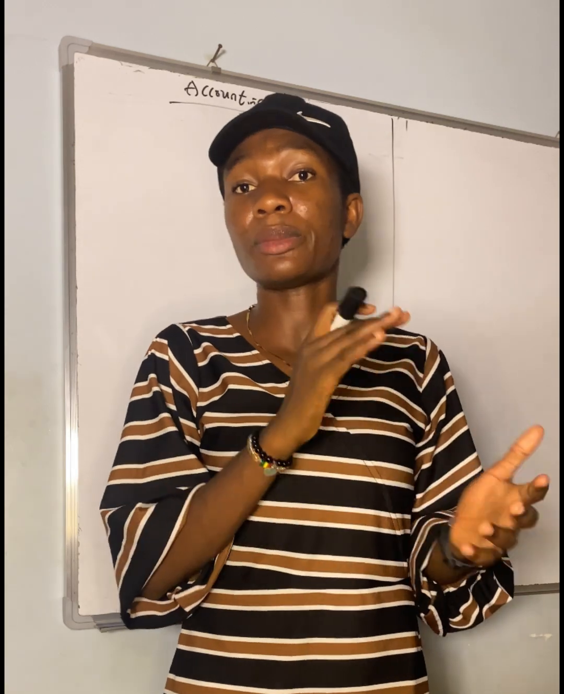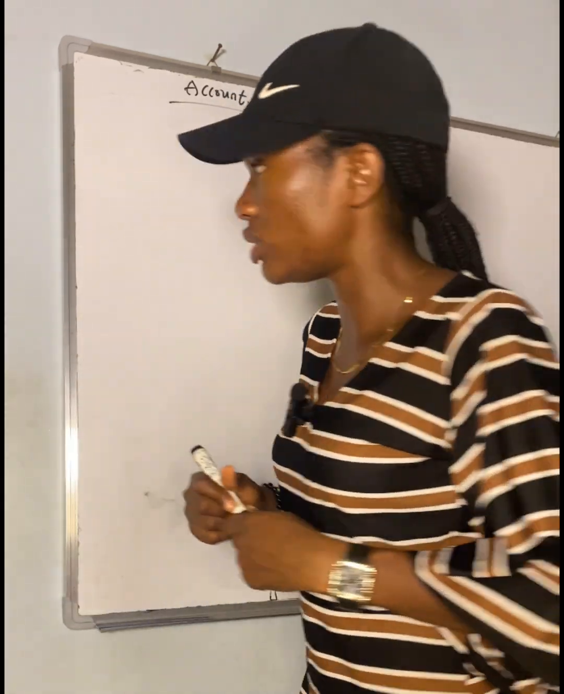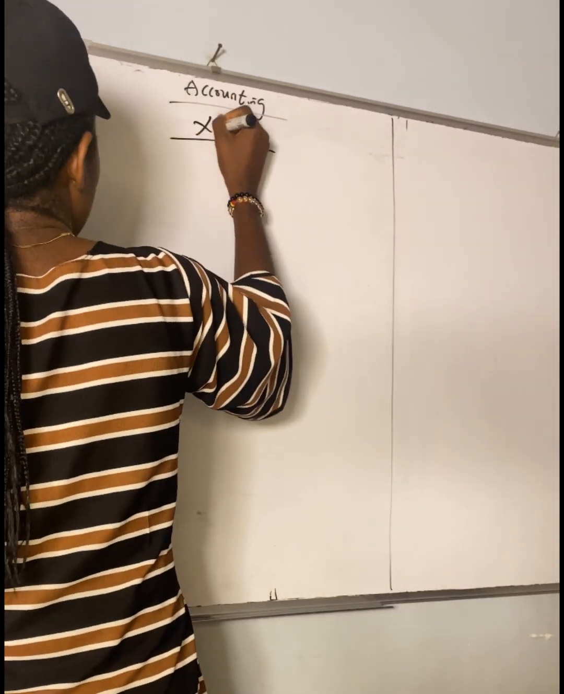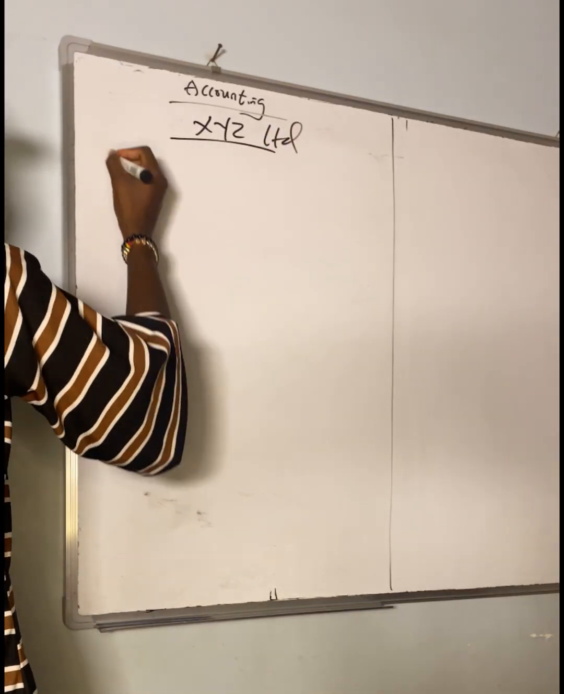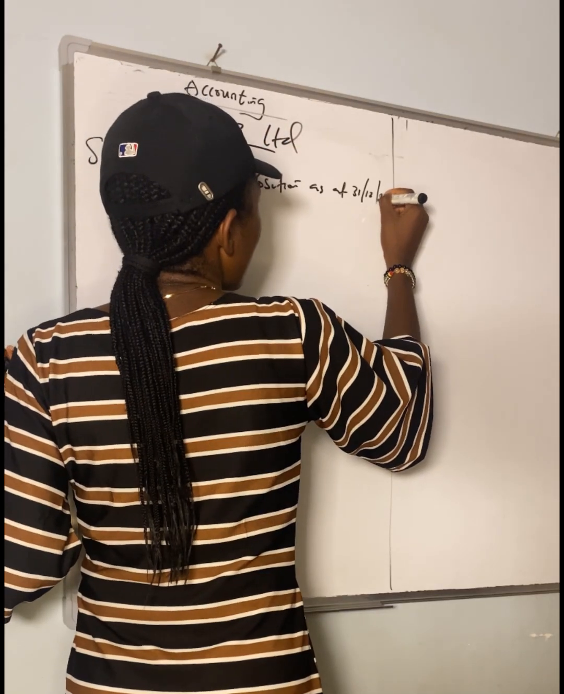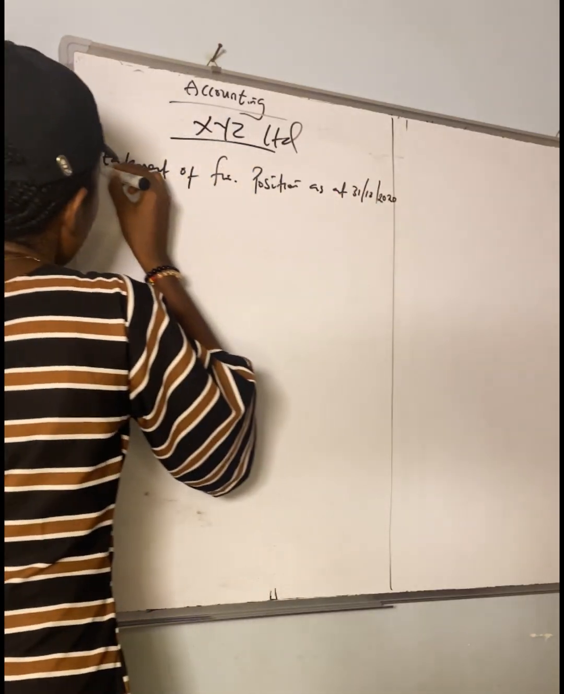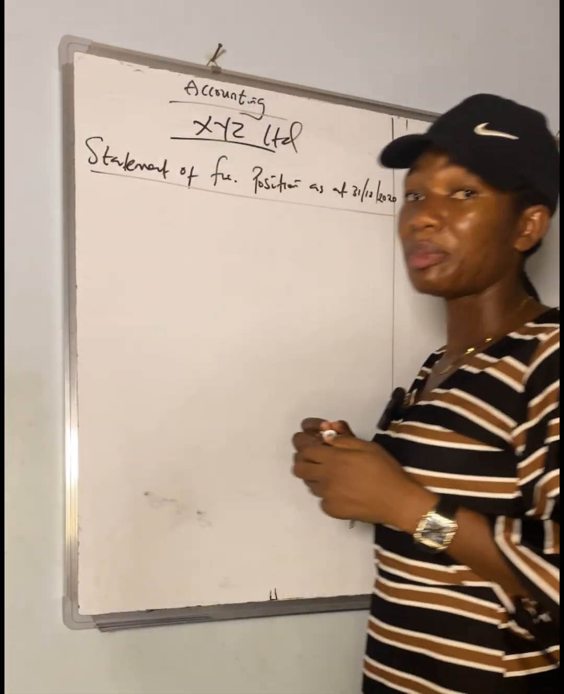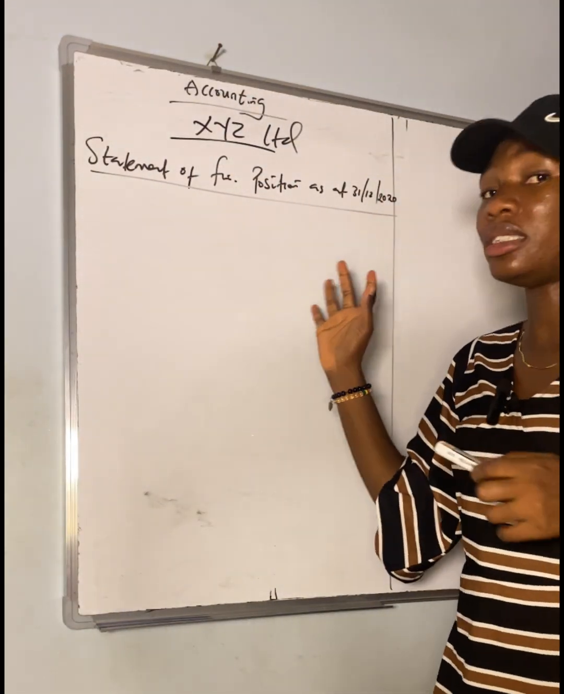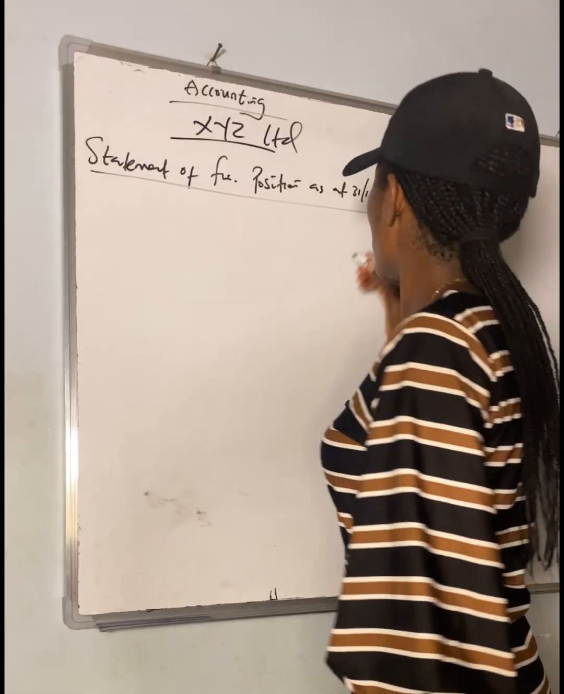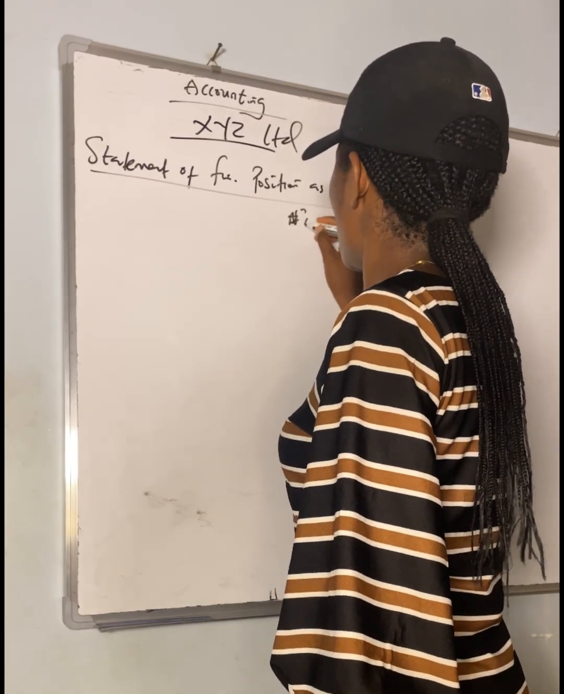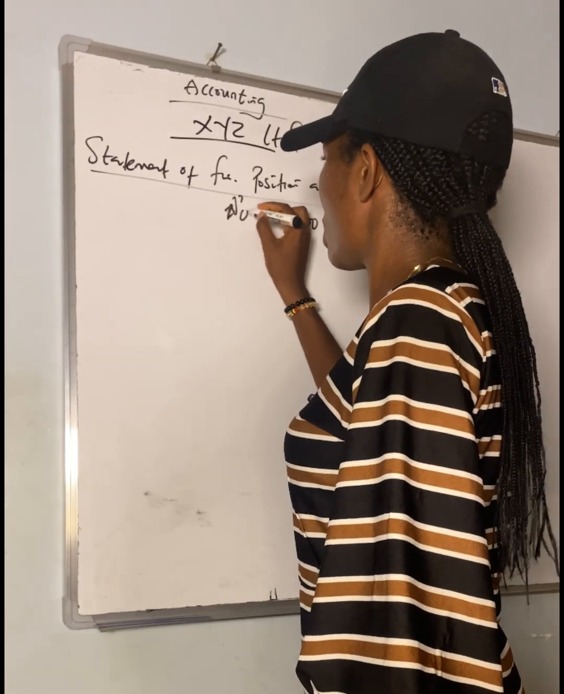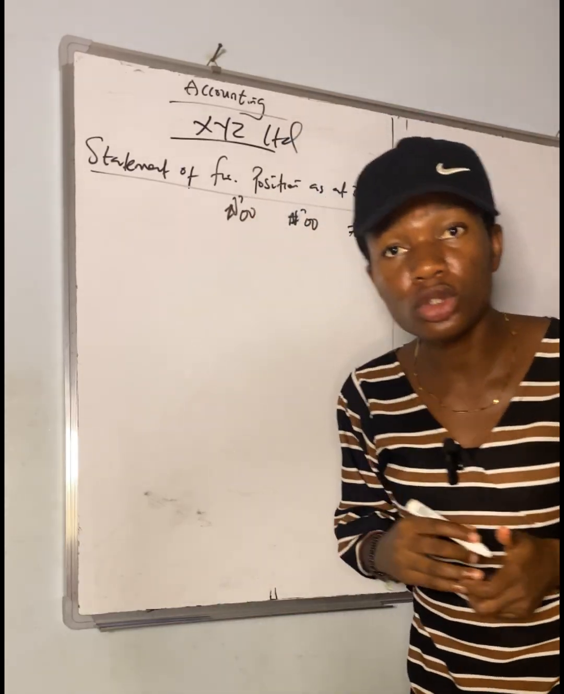So we're going to be taking a step further to prepare the statement of financial position. We always start with the name of the business. This is XYZ Limited, and what we are preparing is our statement of financial position as at 31st December 2020. I'm going to bring in three columns, and bring in my currency sign.